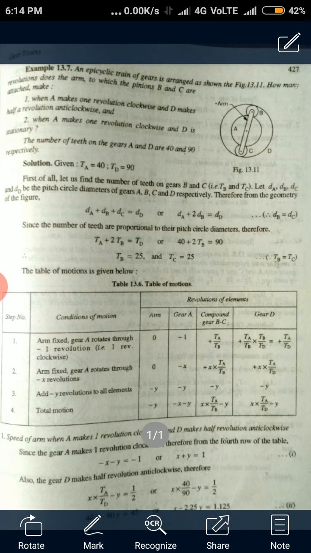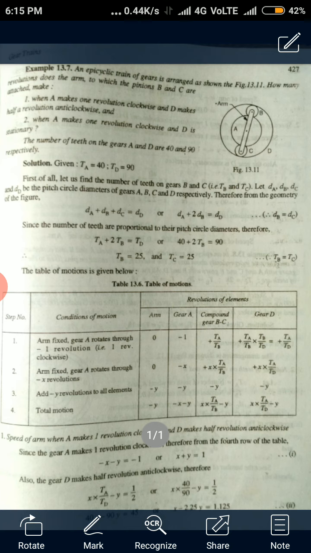He has given conditions, there are two cases. In case 1, gear A makes one revolution clockwise and gear D makes a half revolution anti-clockwise. Second case, A makes one revolution clockwise and D is stationary. Stationary means it is fixed. The number of teeth on gears A and D are 40 and 90. So he has given the number of teeth on A as 40, D as 90.